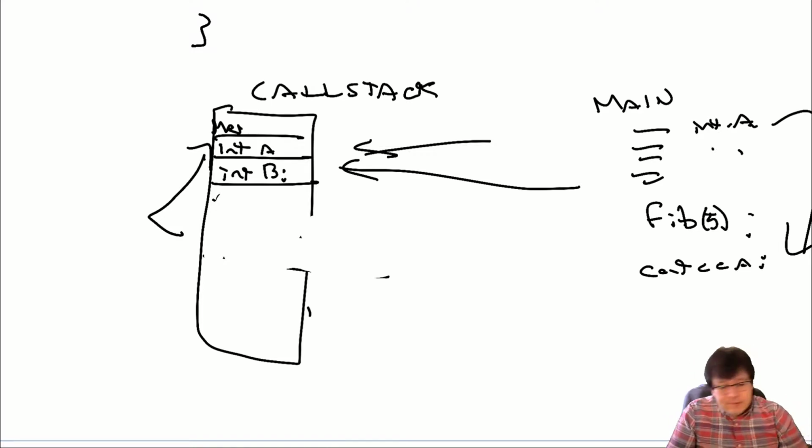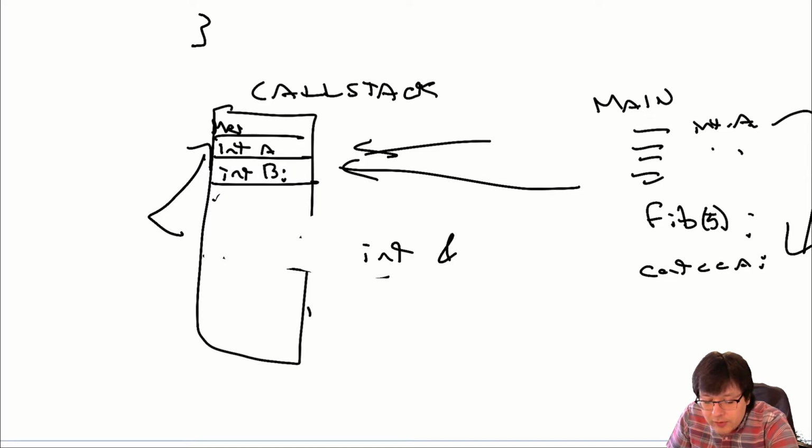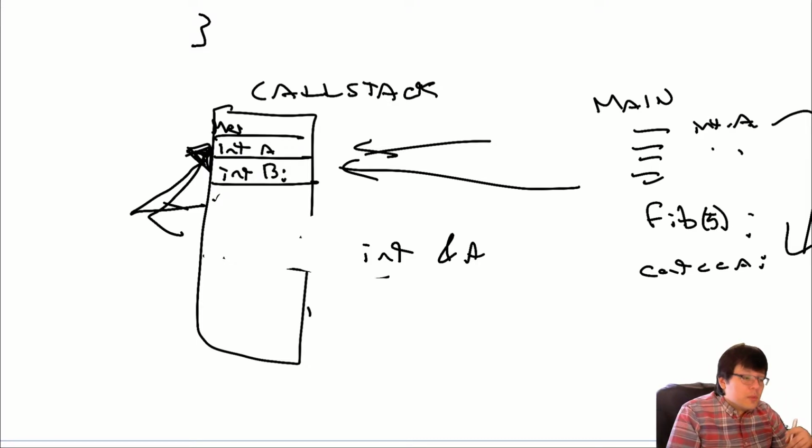So let's say that fib had a second parameter that was passed by reference, like the A from main. In that case, it basically keeps a pointer to that location up there in the call stack, so it's able to modify it. Otherwise you wouldn't want it to mess with it.